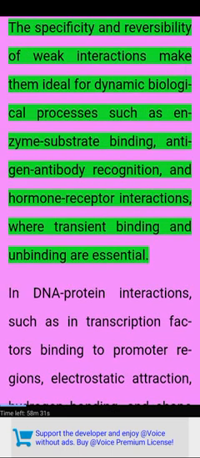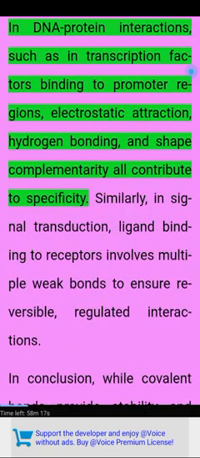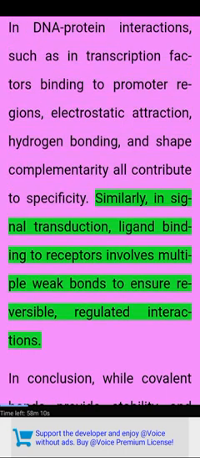The specificity and reversibility of weak interactions make them ideal for dynamic biological processes such as enzyme-substrate binding, antigen-antibody recognition, and hormone-receptor interactions, where transient binding and unbinding are essential. In DNA-protein interactions, such as in transcription factors binding to promoter regions, electrostatic attraction, hydrogen bonding, and shape complementarity all contribute to specificity. Similarly, in signal transduction, ligand binding to receptors involves multiple weak bonds to ensure reversible, regulated interactions.